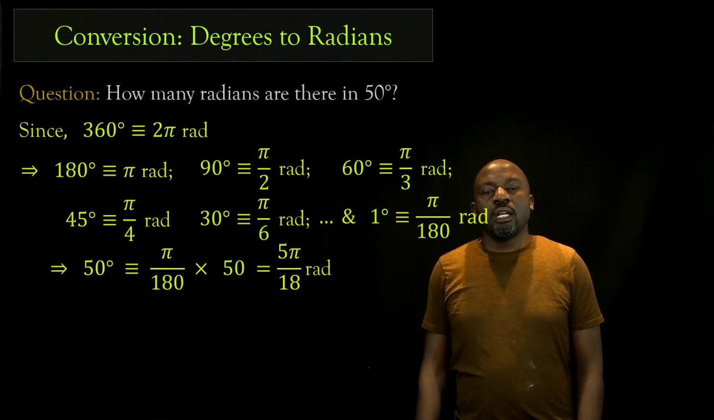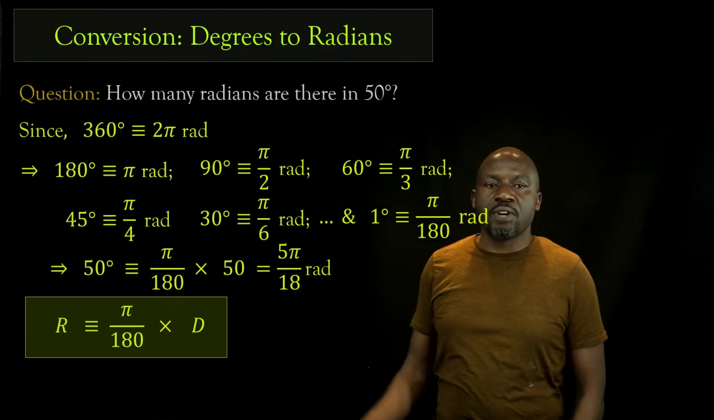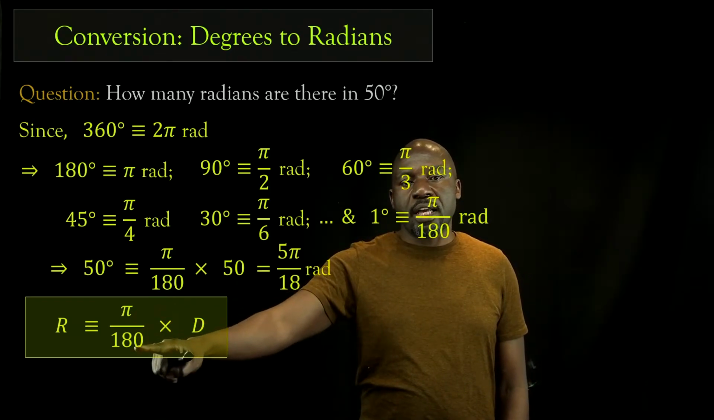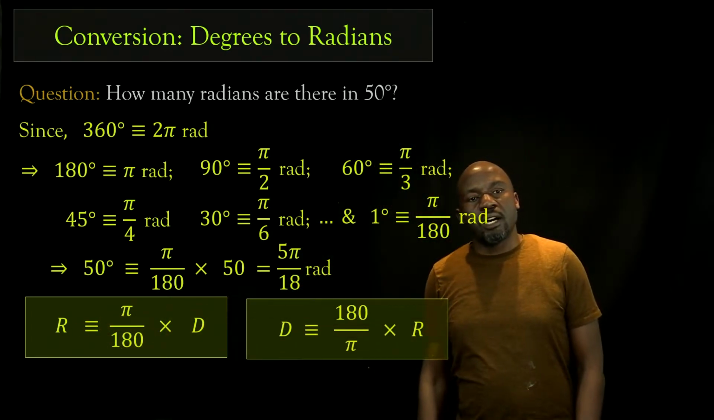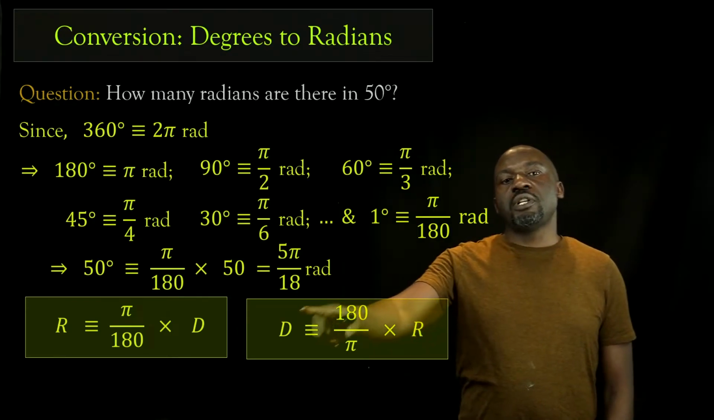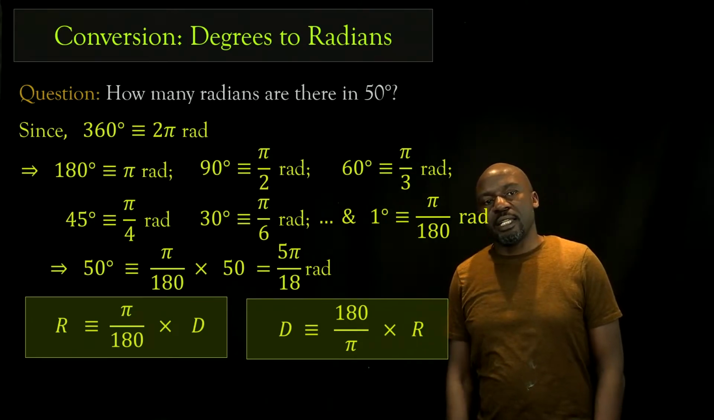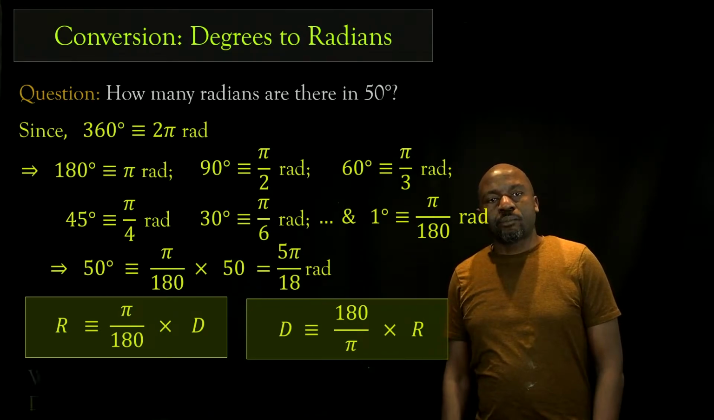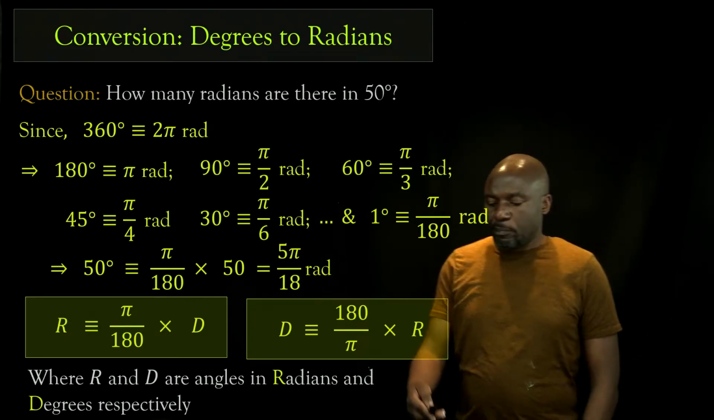So in general, if we have an angle in degrees and we want to convert it to radians, we take our angle in degrees and multiply by pi over 180, and we will get our angle in radians. Similarly, if we have an angle in radians and we wanted to convert it to degrees, then we take our angle in radians and multiply by 180 over pi. Okay, our answer is going to be in degrees. Right. So R there and D represent the radian and the degree respectively.